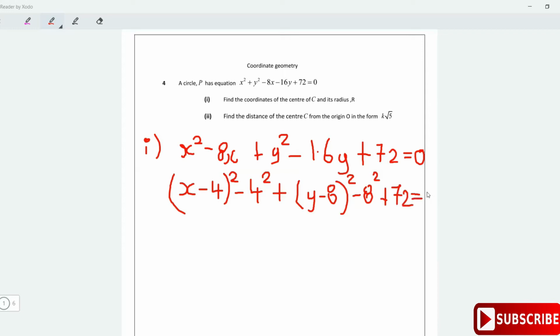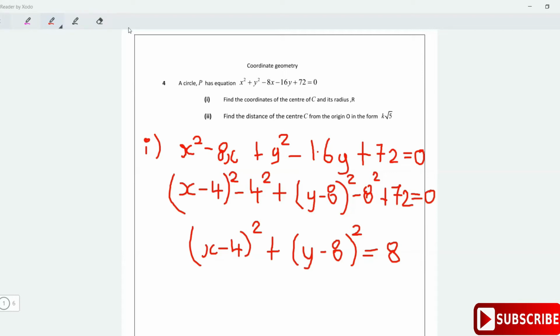Nice. Now all we need to do is bring over the numbers to one side. So we get x minus 4 all squared plus y minus 8 all squared. Then look at the numbers: we have minus 4 squared and minus 8 squared, which is minus 80, plus 72. That's minus 8. This minus 8 we bring to the other side, and so this works out to be equal to 8. So what I did was bring over the minus 4 squared, the minus 8 squared, and plus 72 to this side, which is 8.